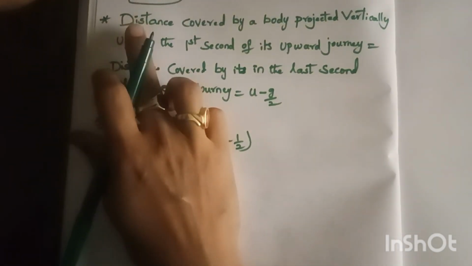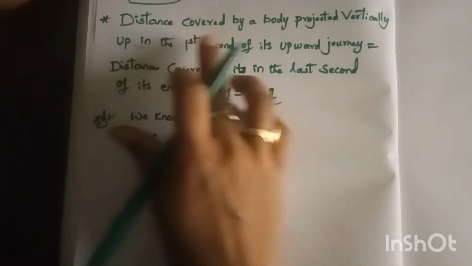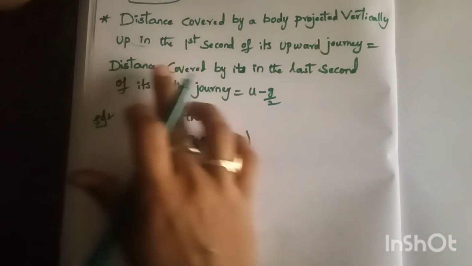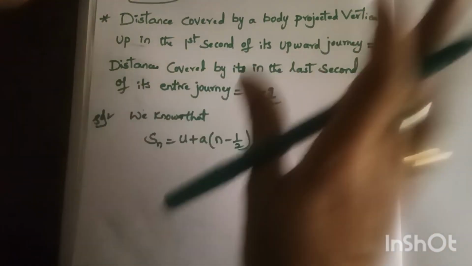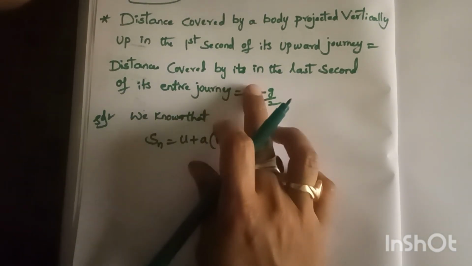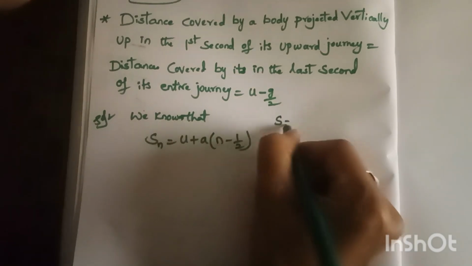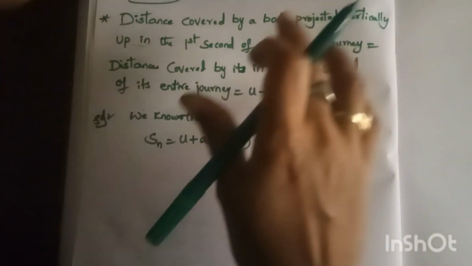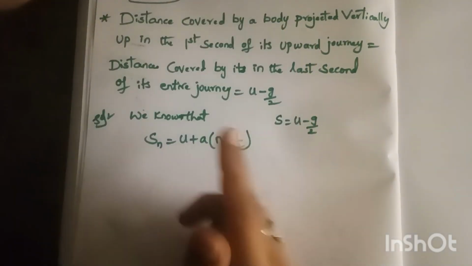For suppose the distance covered by the body projected vertically up in the first second of its upward journey is equal to the distance covered by it, by it means the same object, in the last second of its entire journey, is equal to u minus g by 2. So what they are saying, s equals to u minus g by 2 will be when an object is projected vertically upward at first second.